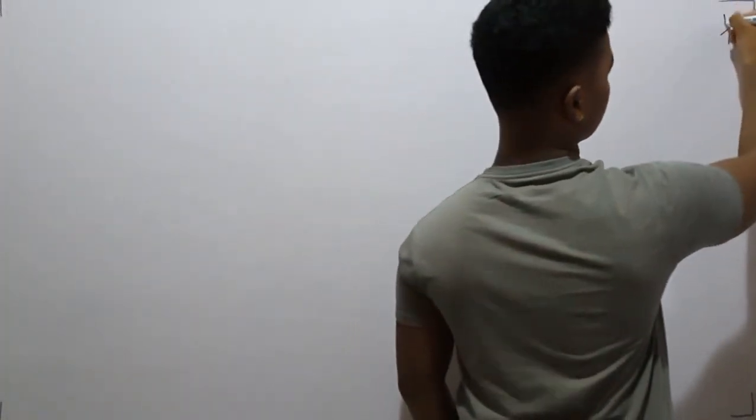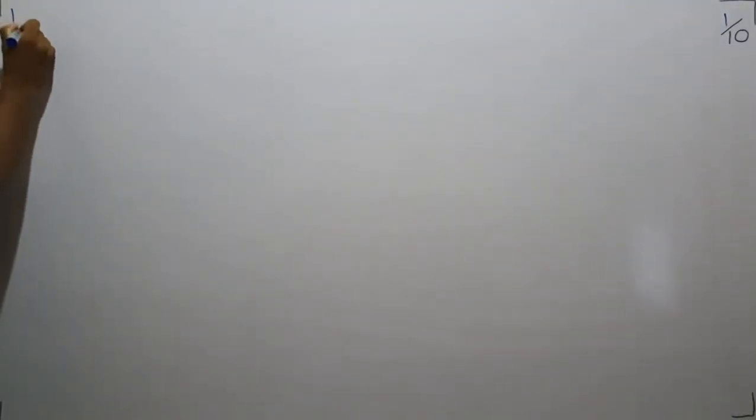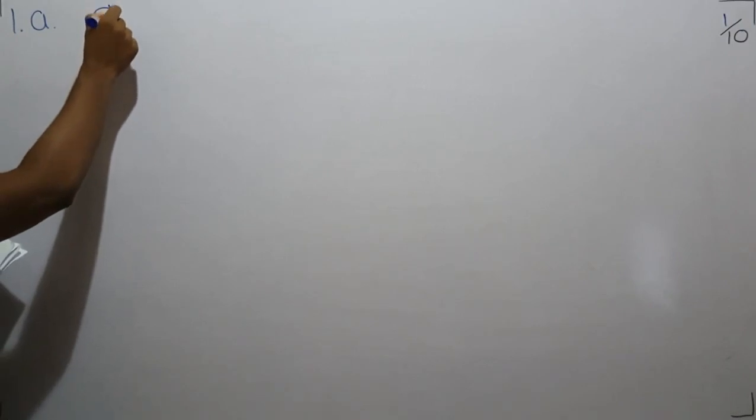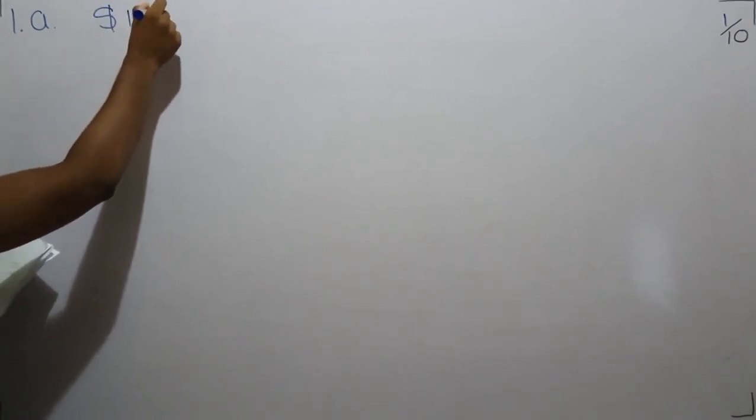We'll be discussing the first question now. First question, part 2. Martha pays an installment. The cash price of the car is $13,000. So the price of the car is $13,000.